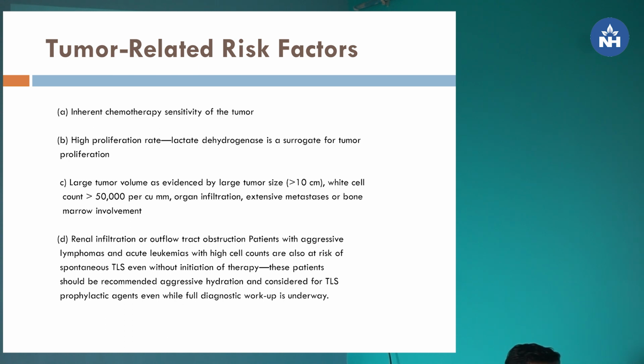The risk factors and predictors of TLS. Firstly, we will see the patient related risk factors. Number 1 is the pre-treatment hyperuricemia or hyperphosphatemia, pre-existing renal dysfunction, oliguria and or acidic urine, and dehydration or volume depletion.